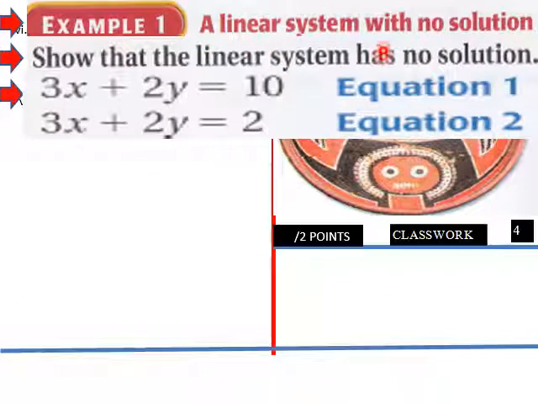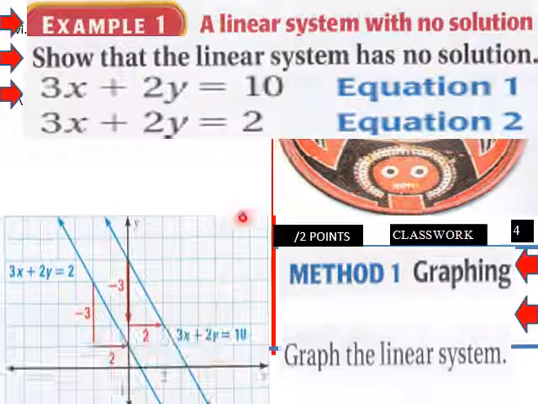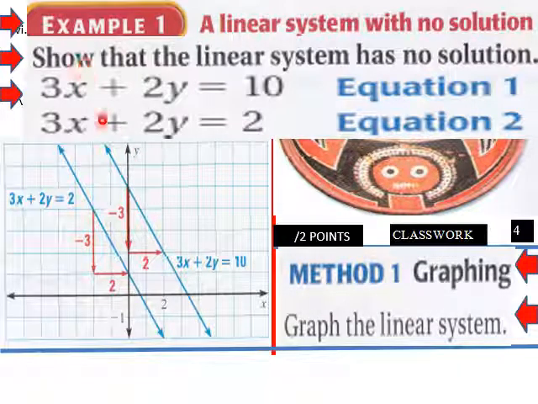Show that a linear system has no solution. Here we go, equation 1 and equation 2. How are we going to show that? Well, method 1 is graphing. So here's the graph of these two lines. They both have, it looks like, the same slope, and our y-intercepts are different because of this number here, but they are parallel, so there is no solution to these lines. They will never intersect.